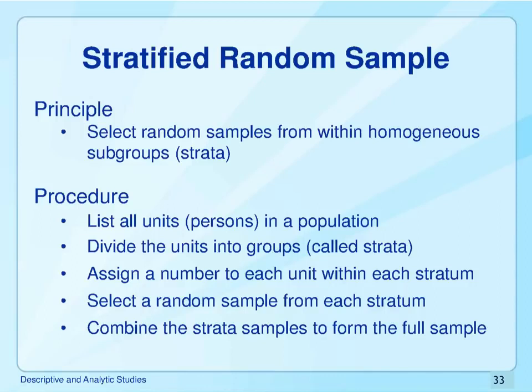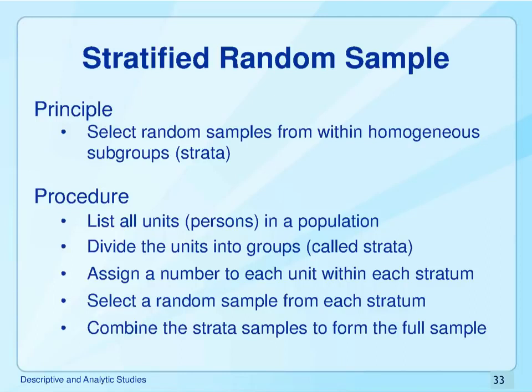So now let's talk about stratified random samples. Now with this method, random samples are selected from within homogeneous subgroups, which are called strata. Okay. Now to take a stratified random sample, you need to list all the units in the population. Then the population is going to be divided into these subgroups known as strata based upon at least one common characteristic. So let's give an example here. Okay, so you may choose to stratify your sample by ethnicity so that you can get equal representation of different ethnic groups in your sample.